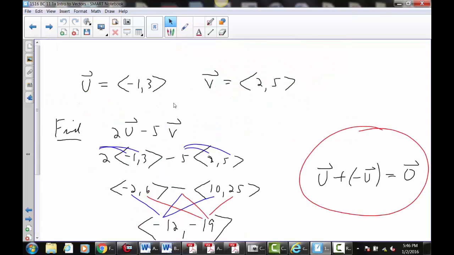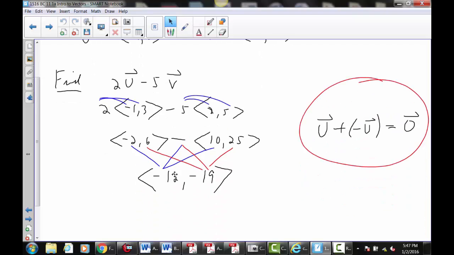Okay, so putting it all together, this is a subtraction, but we also have two scalar multiplications, so you replace u by in component form negative 1, 3, replace v, distribute the 2. Your choice here, you can distribute the negative 5, but then you need to put a plus. I like to leave the minus and just distribute the 5. And the negative 2 minus 10 is negative 12. 6 minus 25 is negative 19.